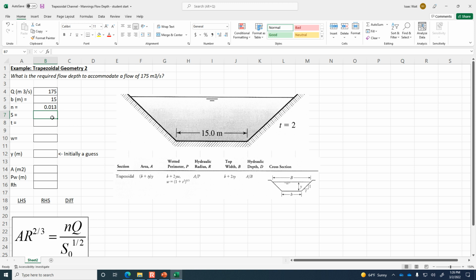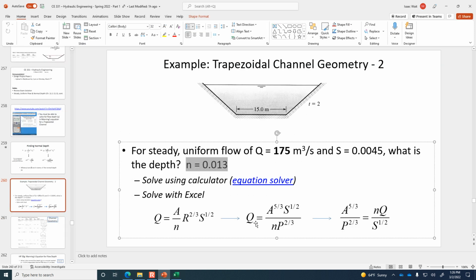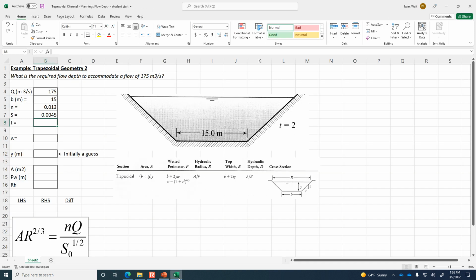0.013. Okay, the slope of this channel was 0.0045. That was given here at the beginning. And then T, the side slope factor T is 2.